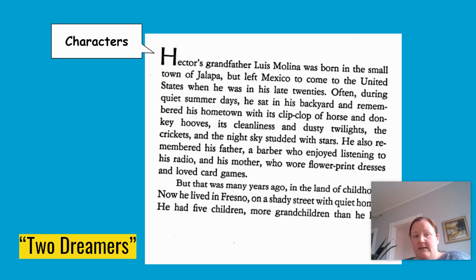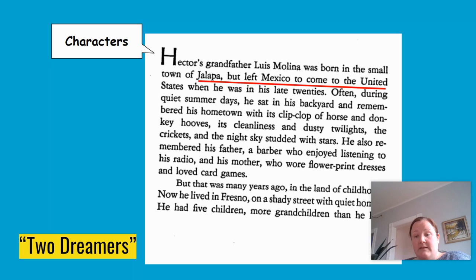I see some characters in there, so I want to go ahead and annotate that. So the characters in this sentence are Hector, who is the main character, and then his grandfather, Luis Molina. Since I've annotated that characters, it's going to be helpful to me when I go and fill in my graphic organizer. I'm underlining Jalapa, and I'm also going to underline the remainder of that sentence, but left Mexico to come to the United States.